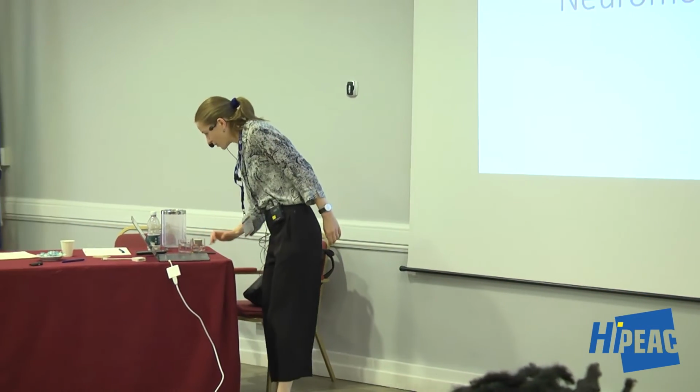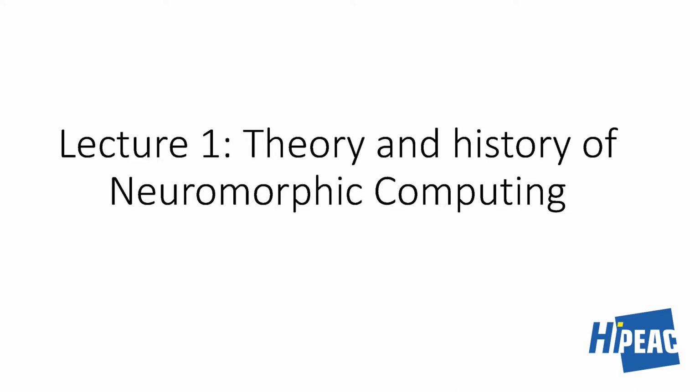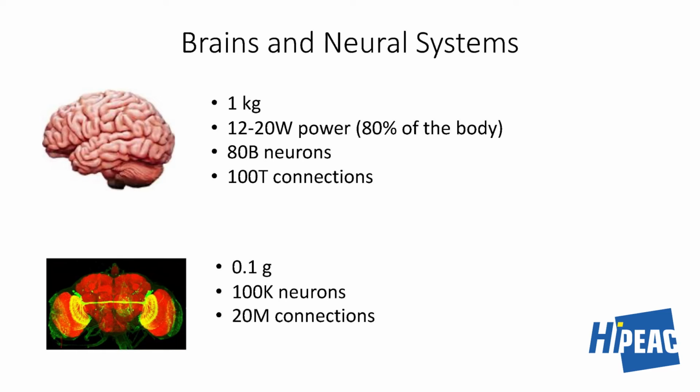Okay, that's the plan. So, lecture 1: theory and history of neuromorphic computing. Both the theory and the history of neuromorphic computing are rooted in trying to build another brain, right? The brain is fascinating. The brain is the most fascinating object in the universe, I would claim, because the whole universe, more or less, fits into there.